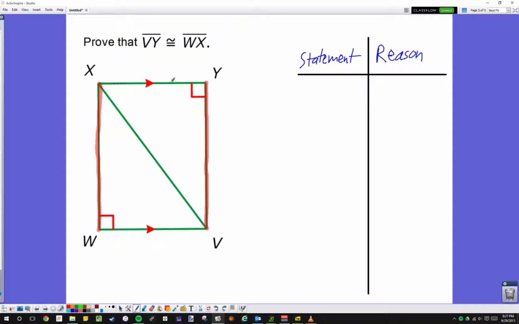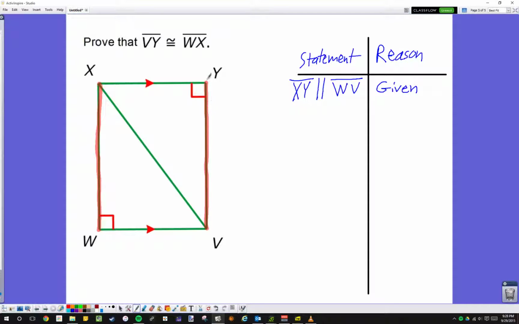Well, we are told that XY here and WV are parallel. That's what these signs mean. These mean that they are parallel. So we can write that down. We know segment XY is parallel, that's what these symbols mean, to WV. Okay, why we know that is because it was given in the picture.